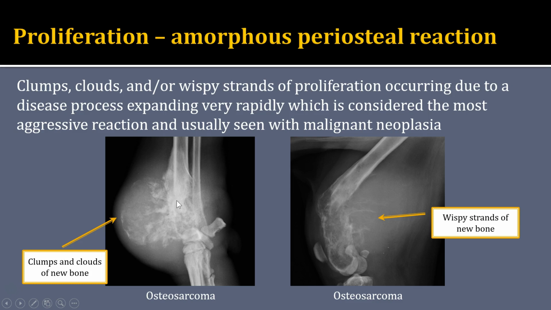In this distal radius of this patient to the left of the slide, this is a cloud or clump-like amorphous periosteal reaction, and this is a patient with an osteosarcoma. In this distal femur of another dog, there are wispy strands of new bone. Some of it may actually look spiculated, but there are other clouds of new bone here, and so in general, this is an amorphous periosteal reaction.